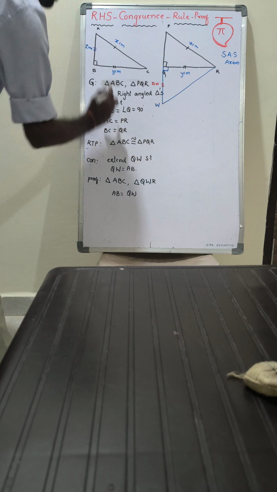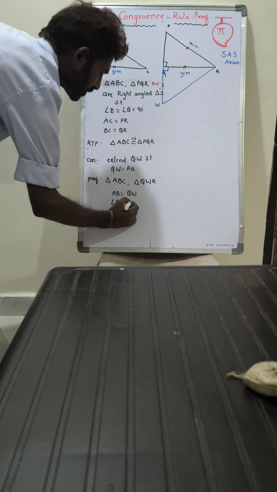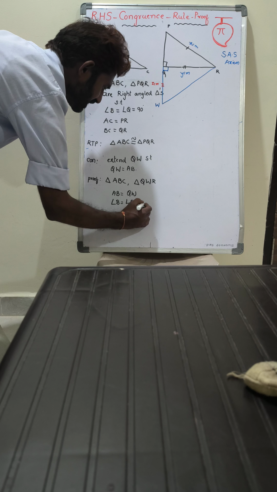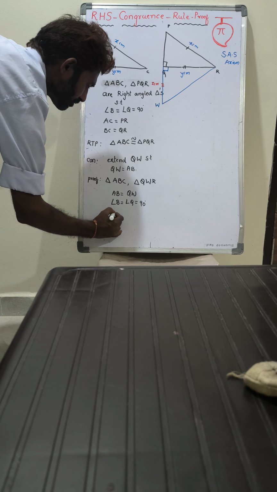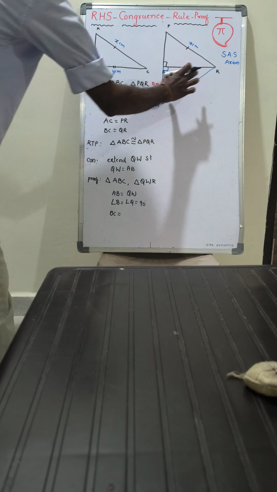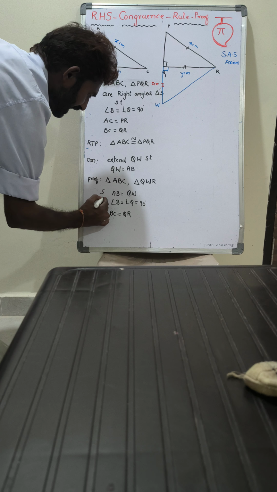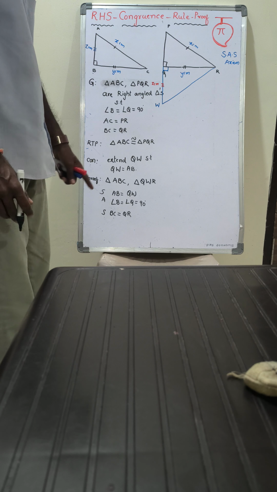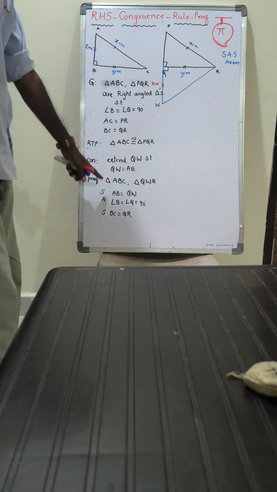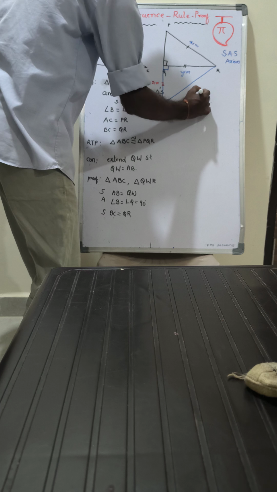AB is equal to QW. Angle B is equal to angle Q is equal to 90 degrees. Next, BC is equal to QR. So by side angle side, I already told you we are going to take the help of the SAS axiom and prove this. So by SAS we can say these two triangles are congruent.